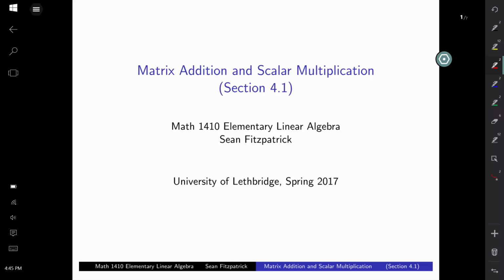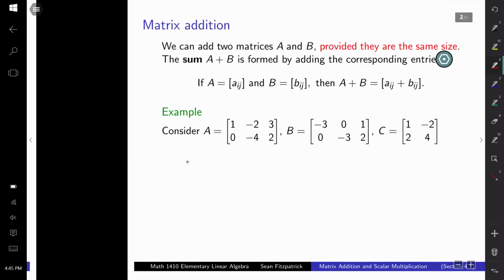The way of adding matrices and the way of multiplying by a scalar is exactly the same way that you did it for vectors, right? To add vectors, you added the corresponding entries, and it's going to be exactly the same story for matrices.